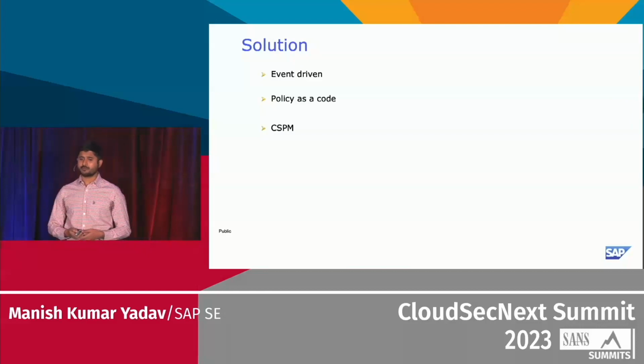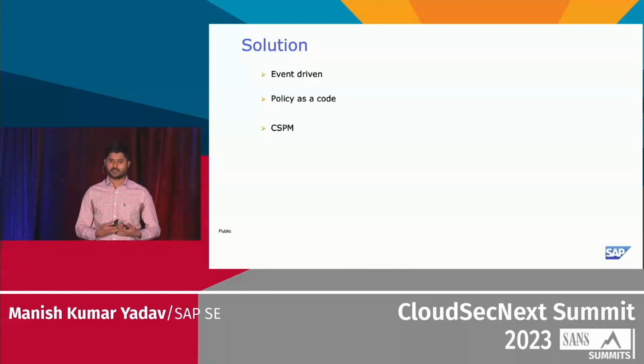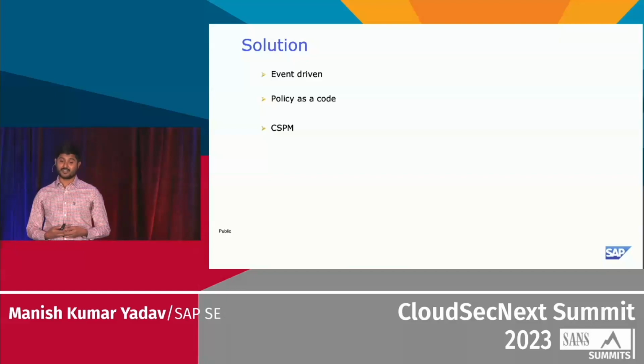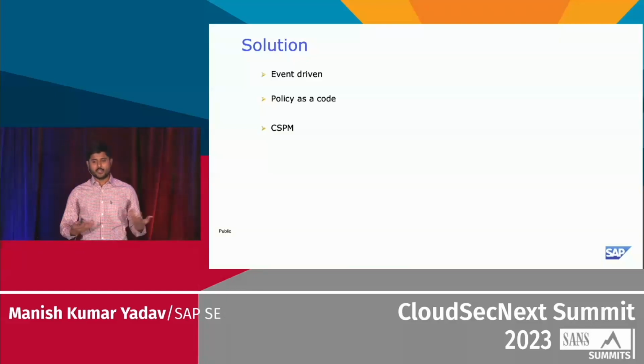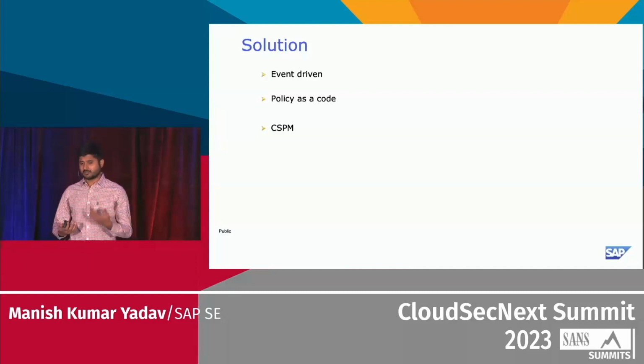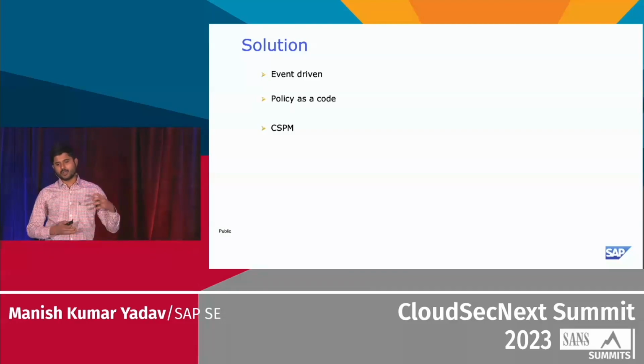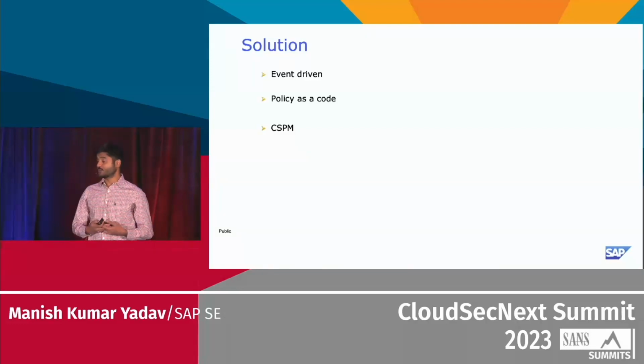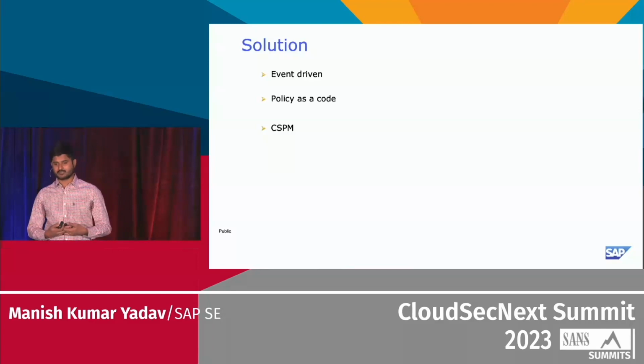So from a solution point of view, we argue about what the best solution will be: event-driven, or maybe policy as code like Open Policy Agent, or other solutions you have. And then we have CSPM, cloud posture management. What will suit your environment depends on how well you can customize it, the cost effectiveness, and the support. If you take Open Policy Agent as an example, you need to understand the Rego policies.